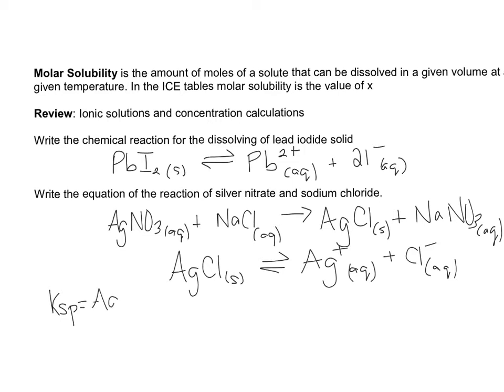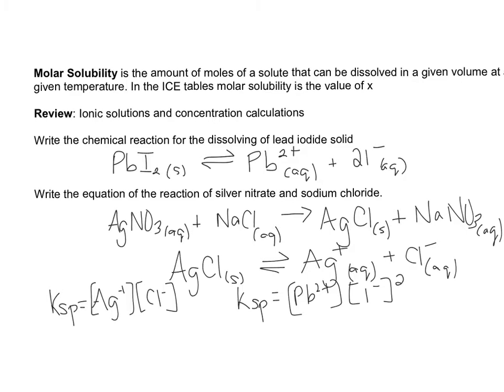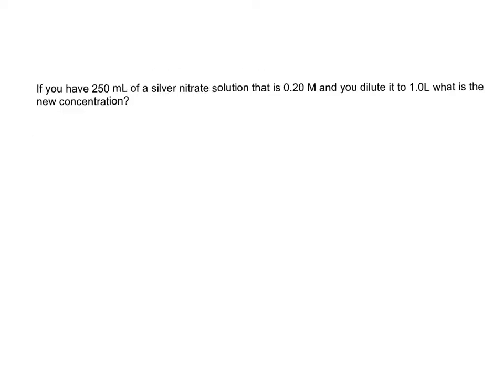So what you end up with is your ions. KSP is going to be equal to the silver ion concentration times the chloride ion concentration. And for the first one, the lead iodide, KSP is going to be equal to the lead 2+ concentration times the iodide concentration to the second order. Because these should be over the solid, but the solid becomes part of the K because it's also constant.